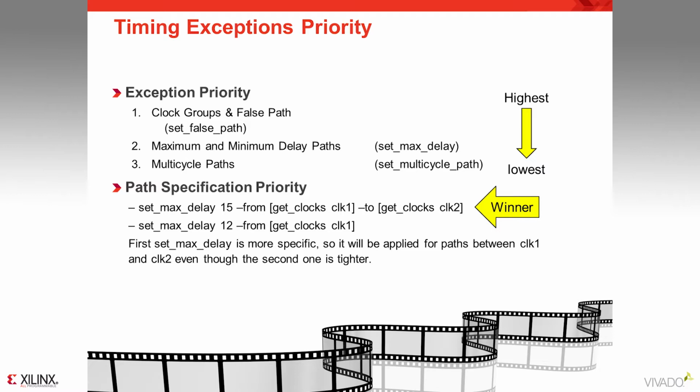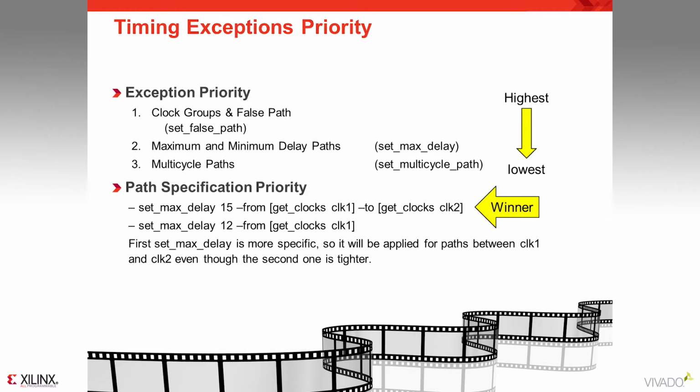If multiple exception constraints are applied, which exception takes priority? SDC-based timers have the following exception priority. The constraints set clock group and set false path have the highest priority, followed by set max or min delay, then followed by the multi-cycle path constraint. What this means is that if there is a set clock group and a set max delay constraint, then the set clock groups constraint will take priority and the set max delay constraint will be ignored.